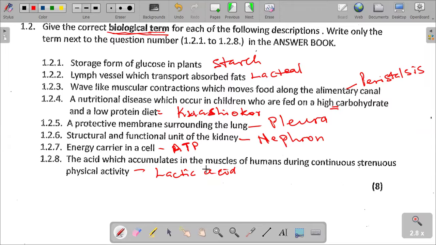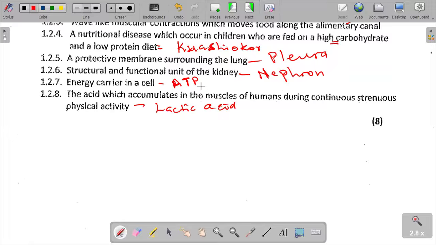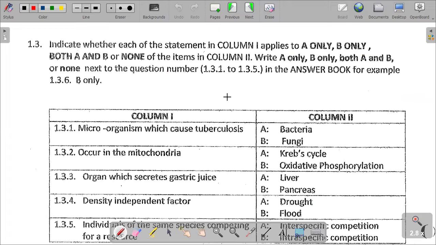Please, with these questions, I always encourage the class to get as many marks as you can. Actually get total in definitions. Indicate whether each of the following statements in column A applies to A only, B only, both, or none. In this case, you must write your answers very correctly, for example 1.3.1. You are supposed to write the question number and the answer only.